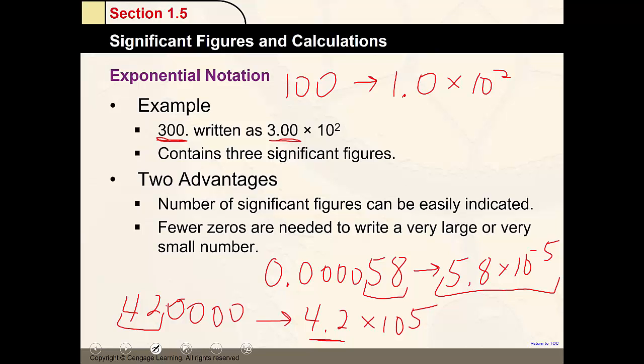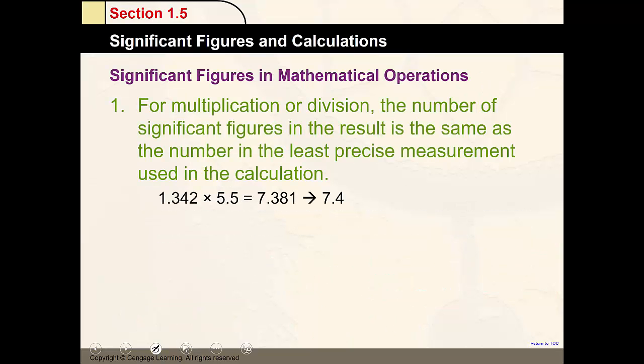Okay, so that's how we count the number of sig figs in a given number. And now we have to think about how we would use these in mathematical operations. So first off, the rules for multiplication and division are the same. With multiplication and division, you're just looking at the number of sig figs in the least precise measurement. Okay? And that number of sig figs in the answer is the same as that least precise measurement.